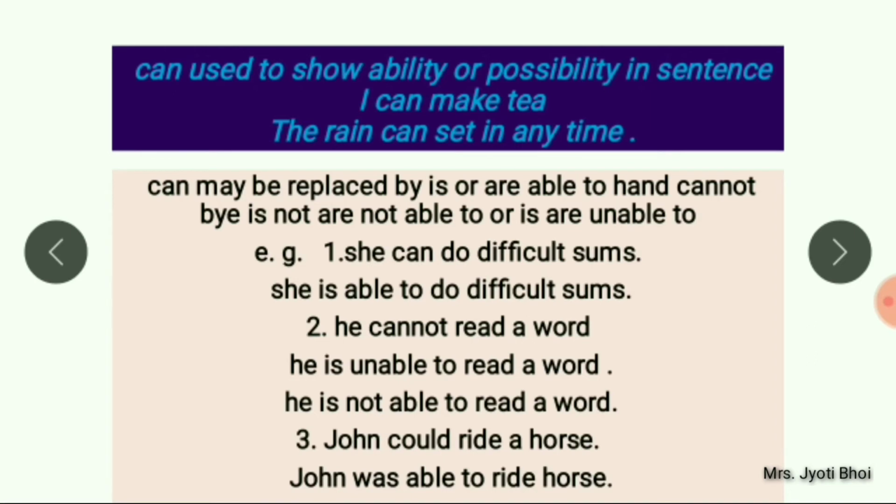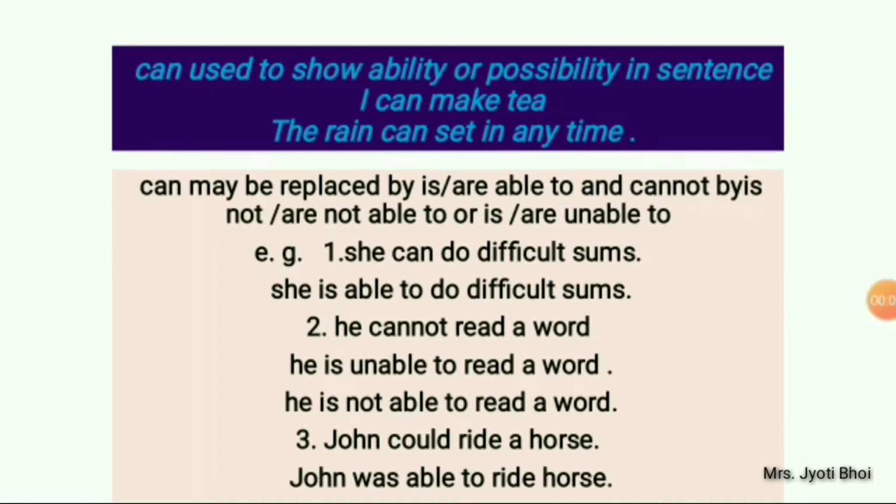Can is used to show ability or possibility in a sentence. I can make tea. The rain can set in any time. In the first sentence, I can make tea, it shows my ability. But in the second sentence, the rain can set in any time, it shows the possibility. In the exam, what happens is that you have to replace can with able to and able to with can. Can may be replaced by is, are able to, and cannot by is not, are not able to, or is or are unable to. In exams, the question will be like that: use able to or use can.